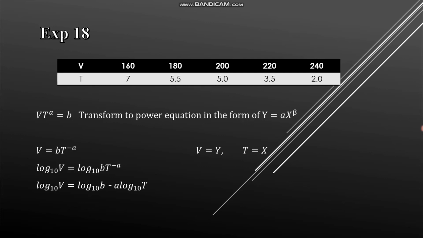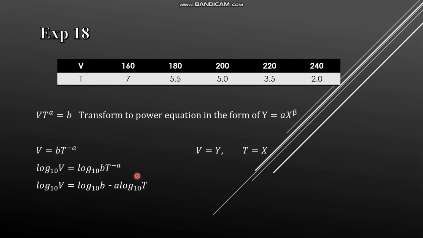Good day everyone. So now let's see example 18. So this is the question of example 18. So we are given that v T a equal to b. So the first step is to transform the power equation into the form of y equal to alpha s to the power beta. So we can transform this equation into this equation first, and then by adding log at both sides of the equation we'll get this equation.